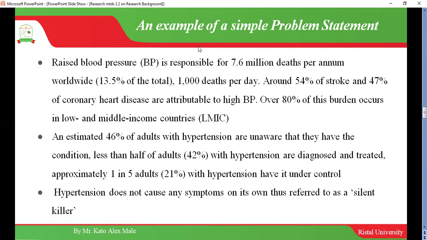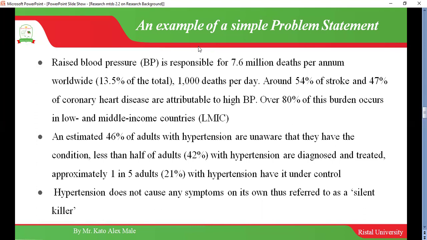That's why this author provided information on 54% of stroke and 47% of coronary heart diseases. You get it? Yes, he continues: an estimated 46% of adults with hypertension are unaware.